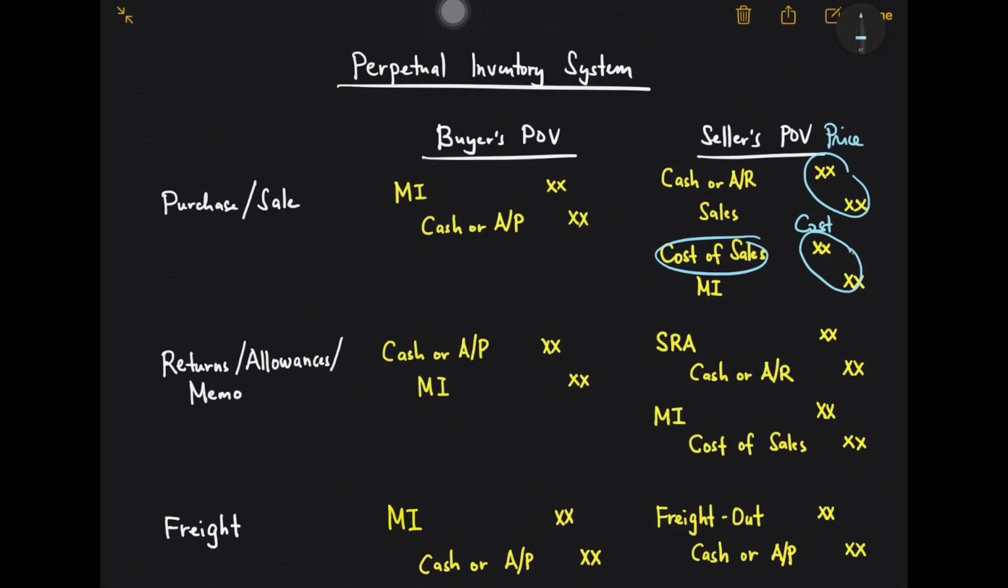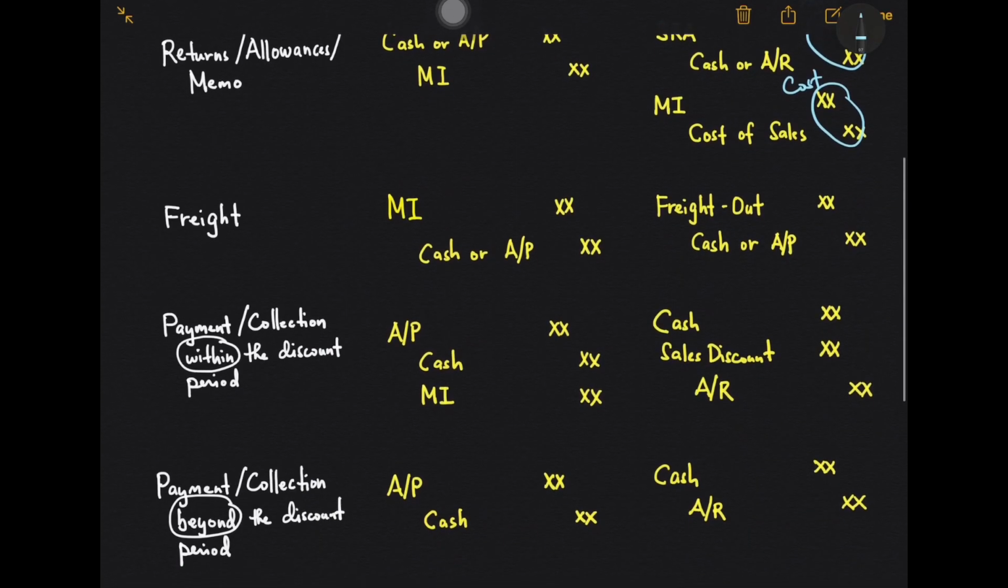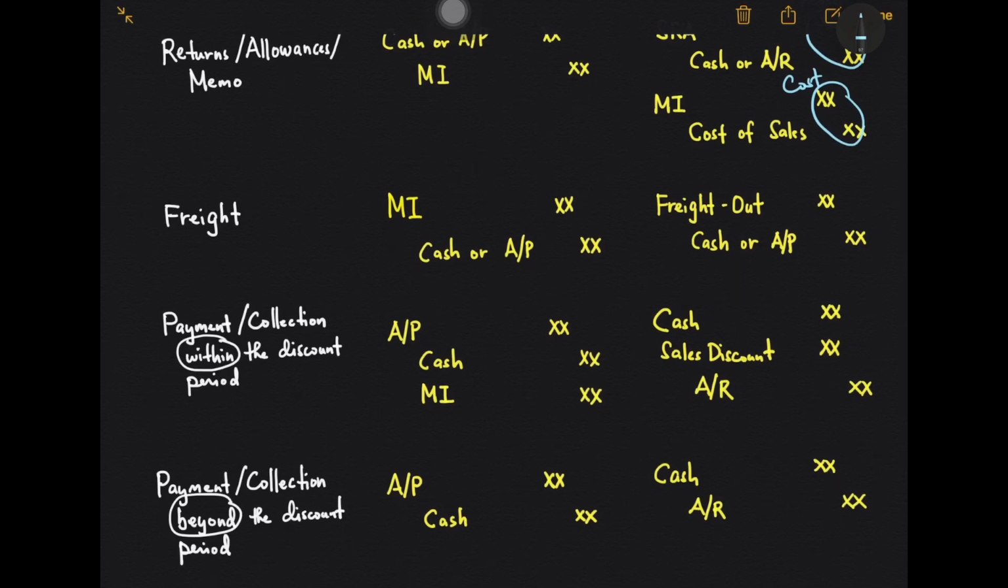For returns, allowances, and memo, you will just reverse the entry for the buyer. So you will debit cash or accounts payable and credit merchandise inventory. And for the seller, you will reverse both entries, but instead of debiting sales, you will debit sales, returns, and allowances. The amount you will write here would be the price, and here you will write the cost. For the freight, it's the same. You will just have to change the account title freight in to merchandise inventory.